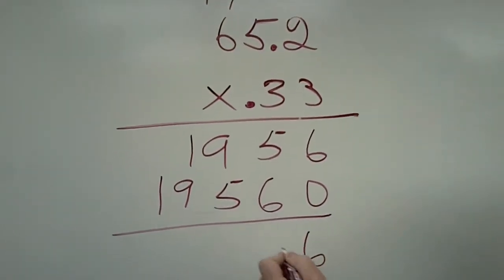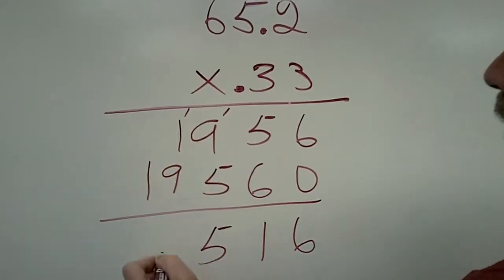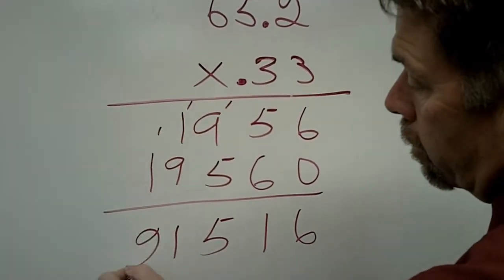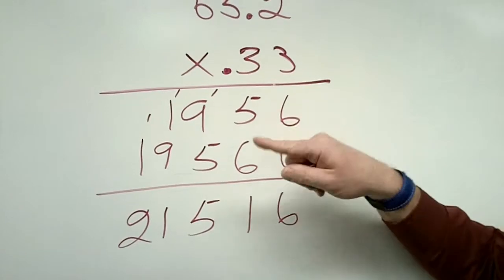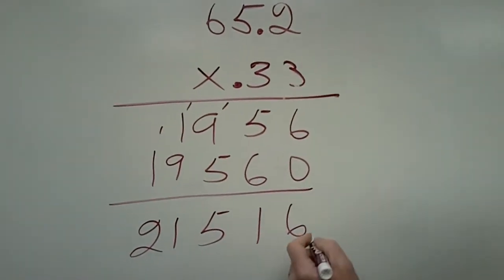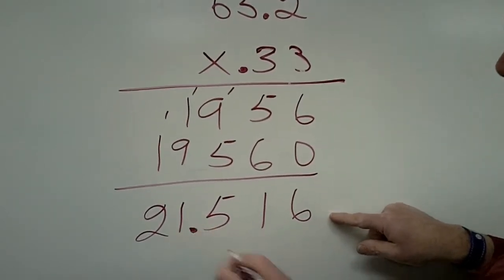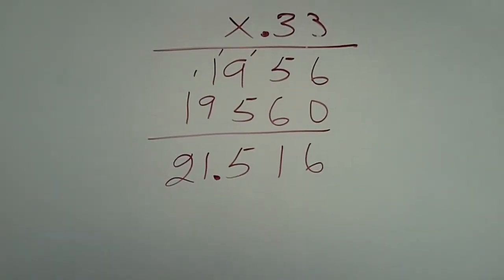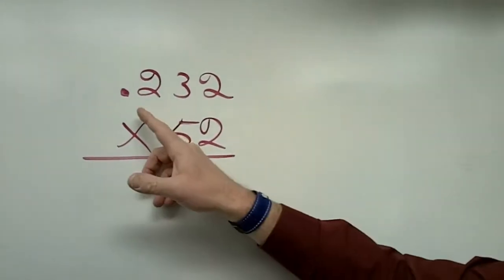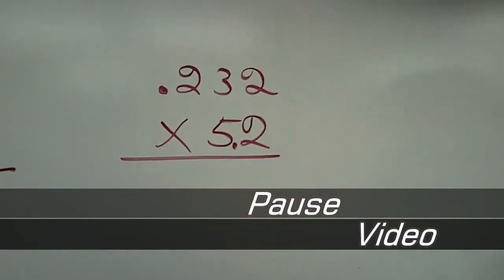Add our numbers up. 1, 1 goes up, 5, 1 goes up, 1, 1, 2. Okay, then we count our decimals. We have 1, 2, 3 places. So we start here, 1, 2, 3. So that should be your answer. Okay, let's do another one. Okay, so try this one. We have 5.2 times 0.232. Okay, so go ahead and try it.